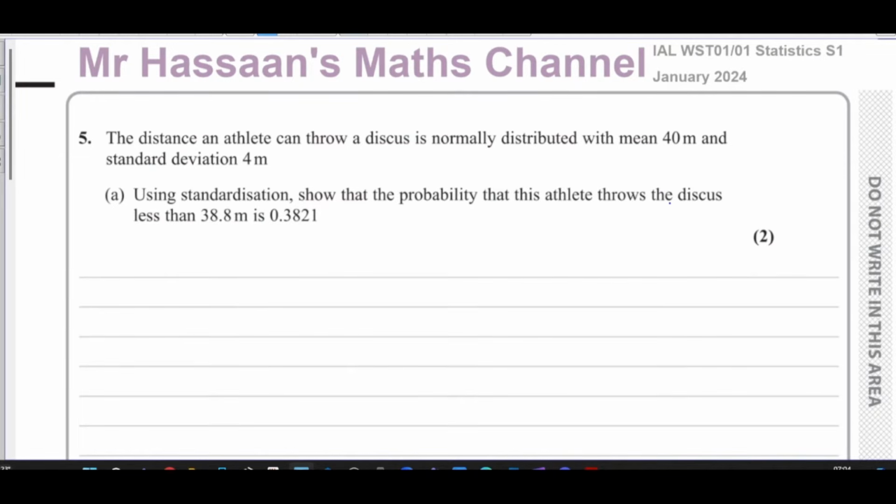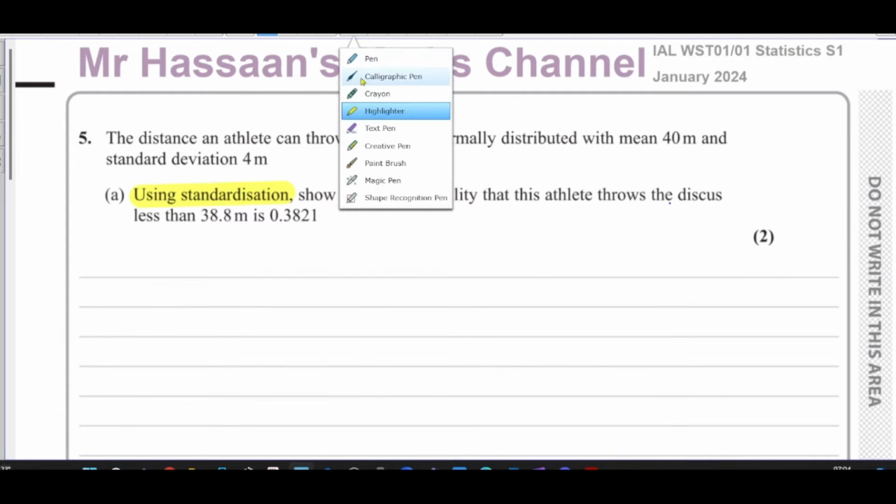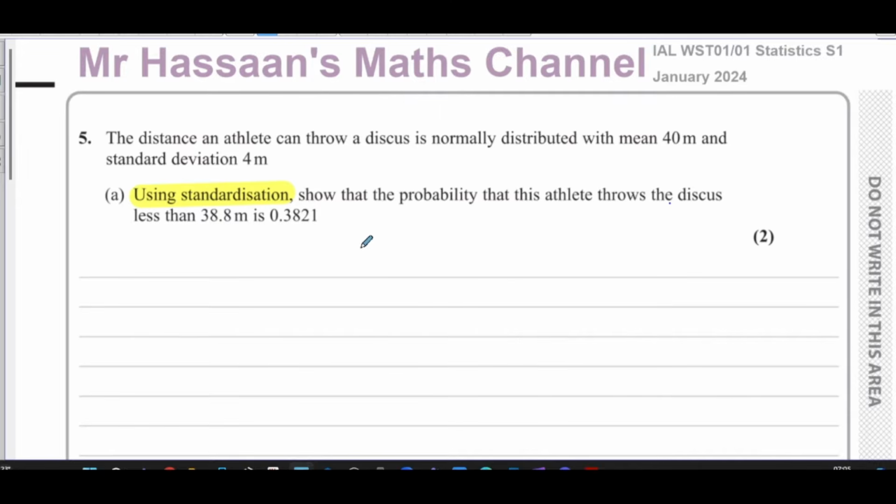Secondly, as the question says, they're using standardization. So basically, they want you to show a certain amount of steps, which shows that you know how to deal with this and what the principles are behind it, without just putting values in your calculator. Some people can do questions like this without understanding what's going on, just putting the numbers in, not understanding anything about the symmetry of the normal distribution curve. They want you to have some understanding of that.